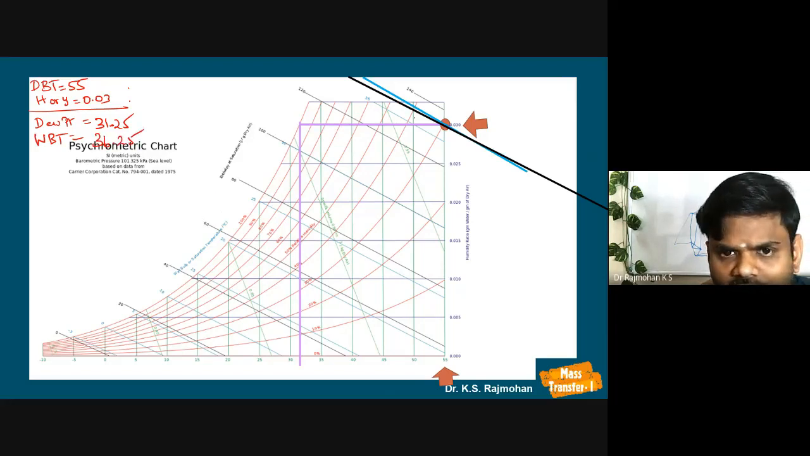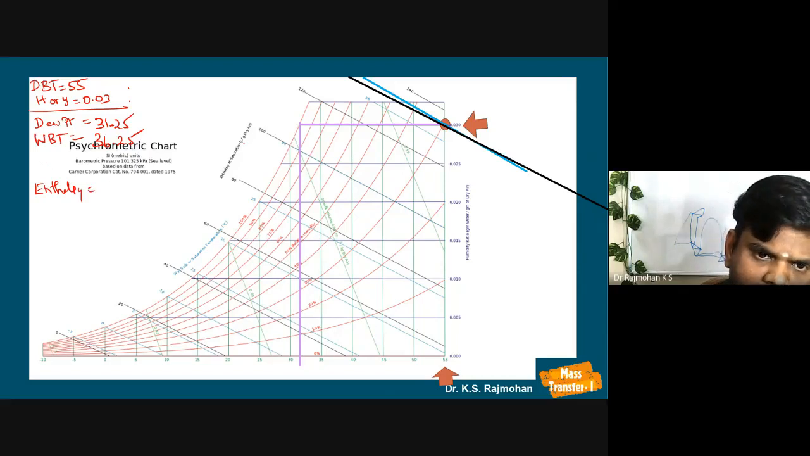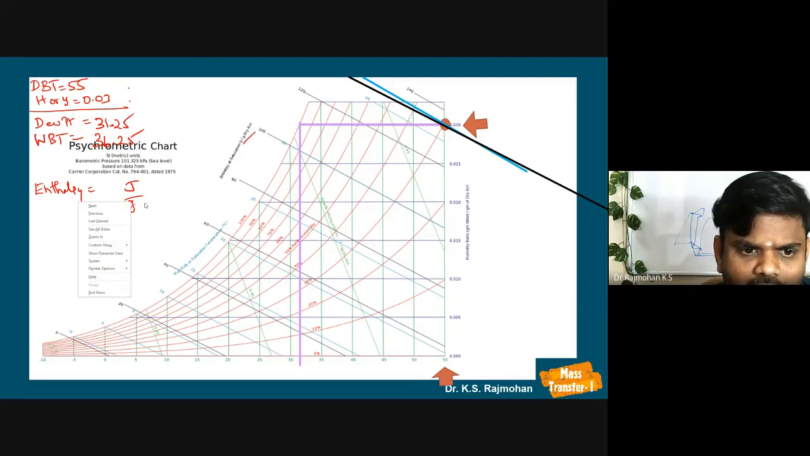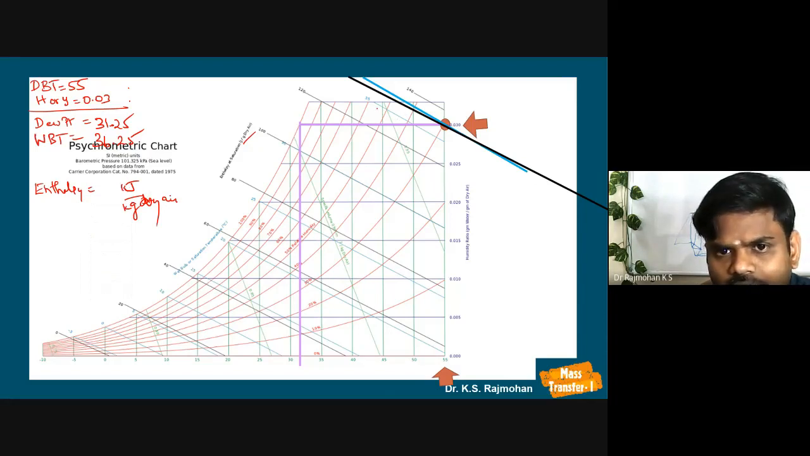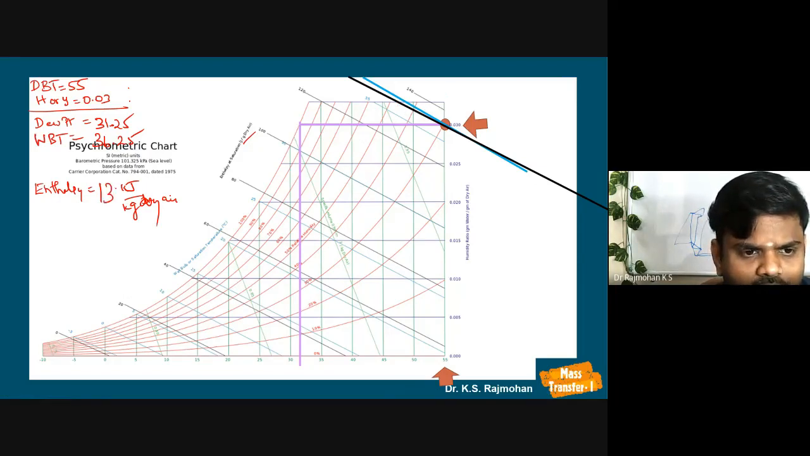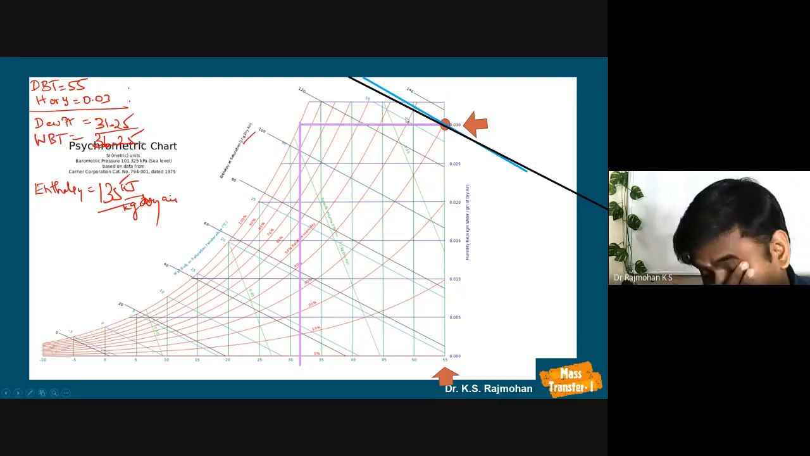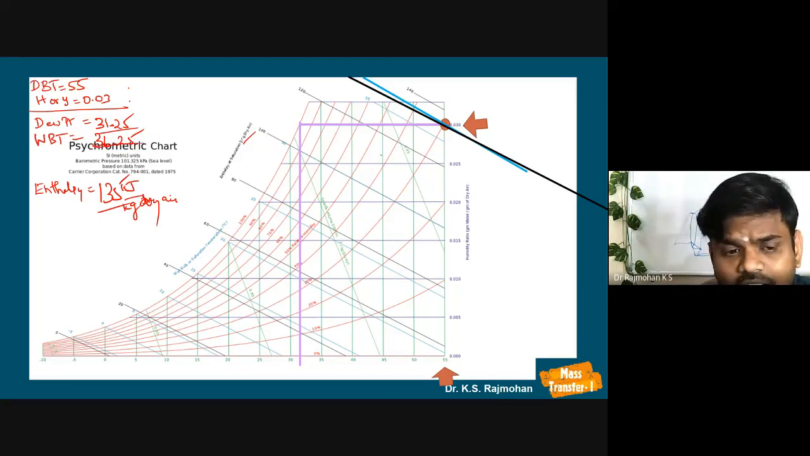Okay, and now we have seen enthalpy. Enthalpy is in kilojoules per kilogram of dry air. What is the value? It is around 135. I'm just giving a rough value. You have to write exactly where it is bisecting. Divide into subsections and then get the values. Okay, what else can we get?